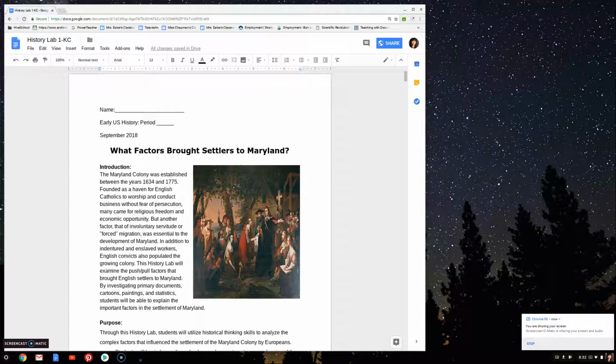Hi, we're going to start our new unit either this week or definitely by Friday. And our new unit is called What Factors Brought Settlers to Maryland?